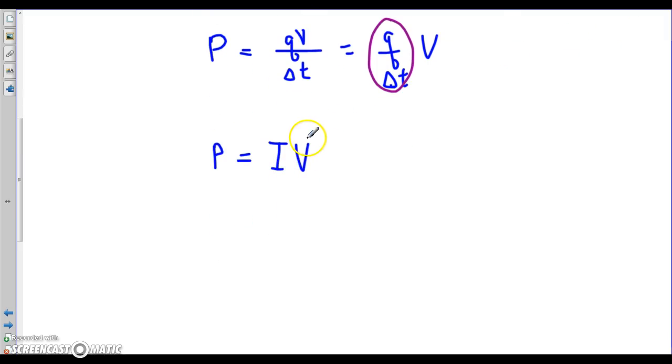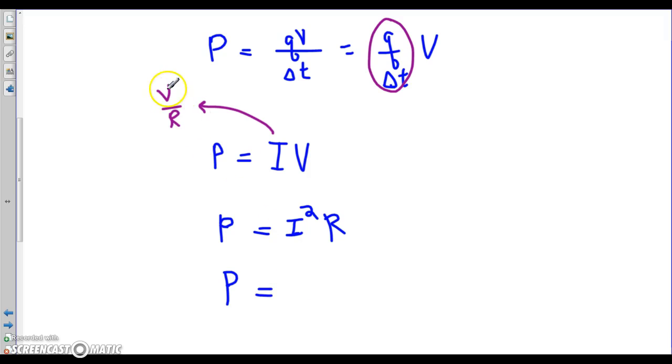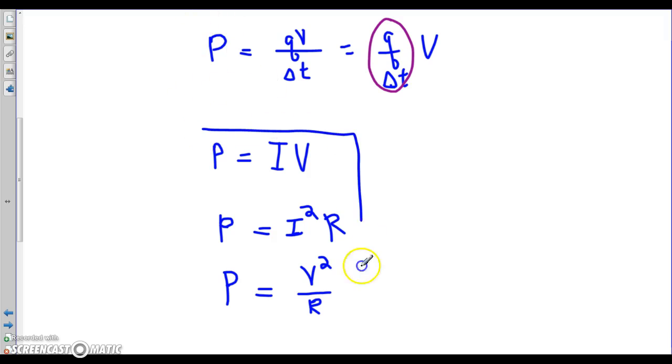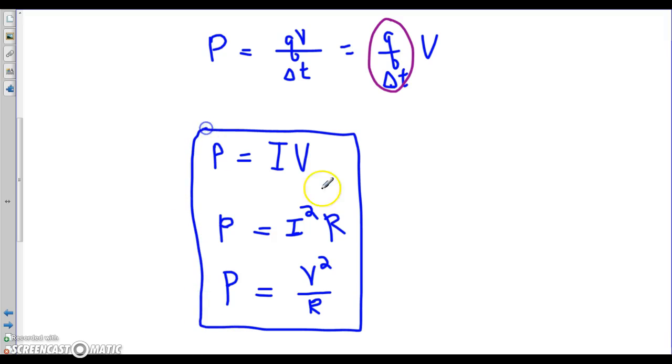We can write this equation a couple of different ways. In place of V, we could substitute in I times R. And when we do, we get P equals I squared times R. The other way we can write this is, instead of substituting in I times R for V, we could substitute in for I. I is equal to V over R. When we make that substitution, we see that the power is equal to V times V, V squared over R. And so these are the equations that let us calculate the power consumed by a resistor.